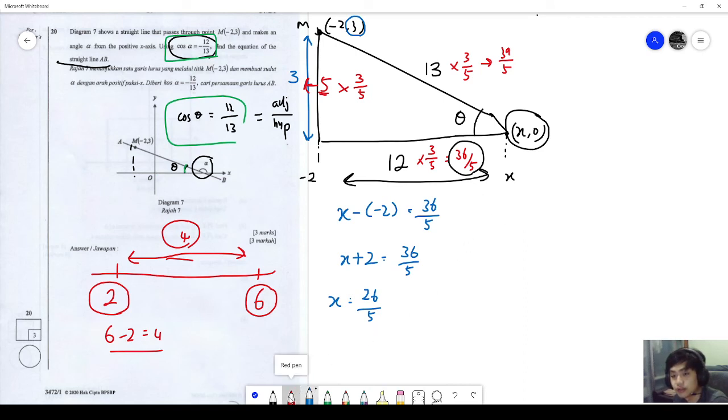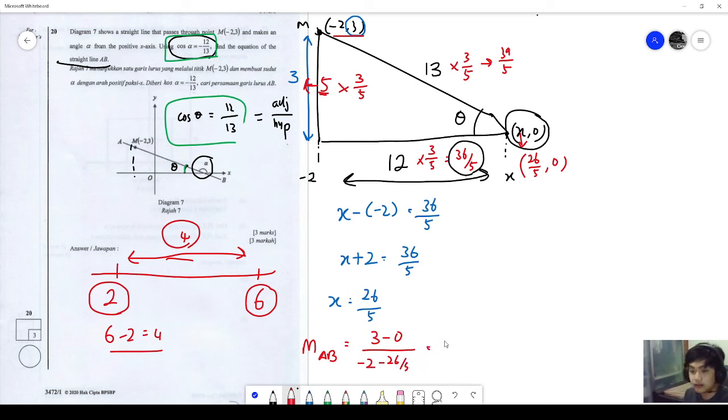So M line, or we say MAB, right? Because now the coordinate here is -2, 3, and this is now 26 over 5, 0. So we have 3 minus 0 over -2 minus 26 over 5. So by just doing that on the calculator, so I'll get -5 over 12 as my gradient.